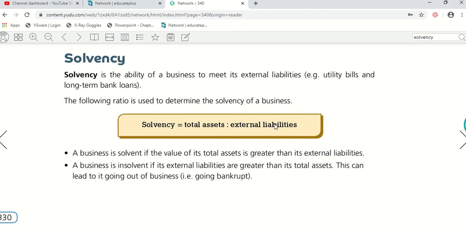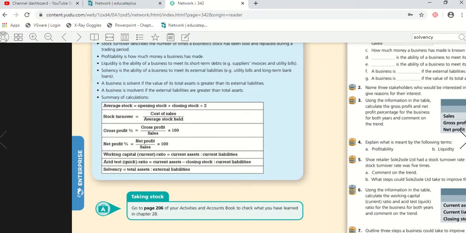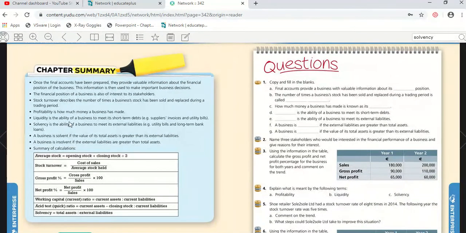So if they can't, then they have a solvency issue. They're insolvent, and therefore then they'll go bankrupt, and all their assets would have to be sold to pay back debt. So that's the chapter. As usual, learn the chapter summary, learn your ratios, because these are very important. You're going to have to know them and use them when you're calculating any of the formulas.